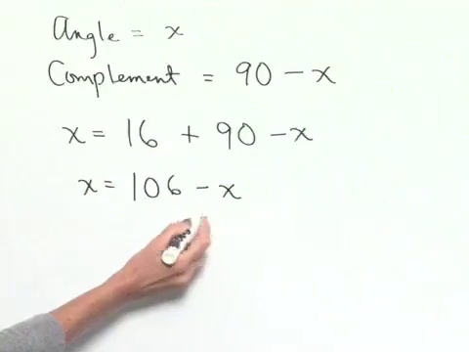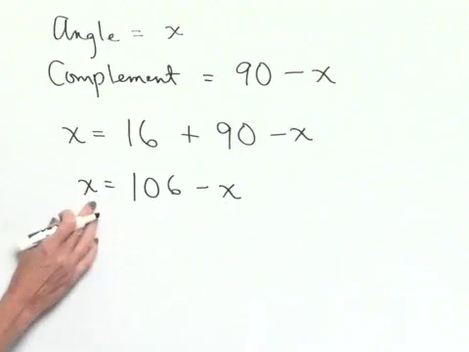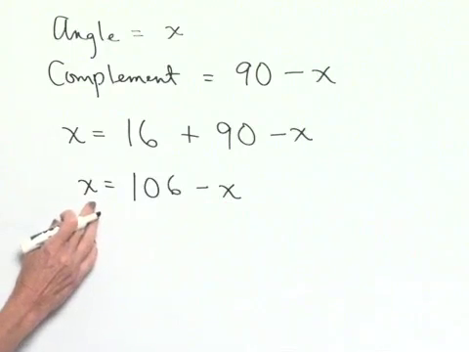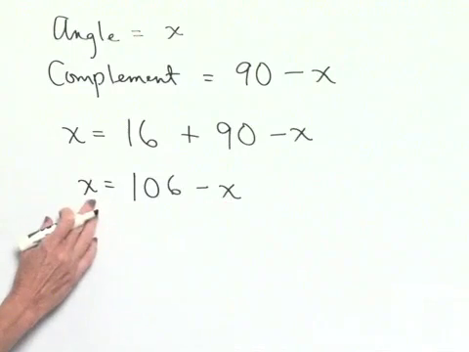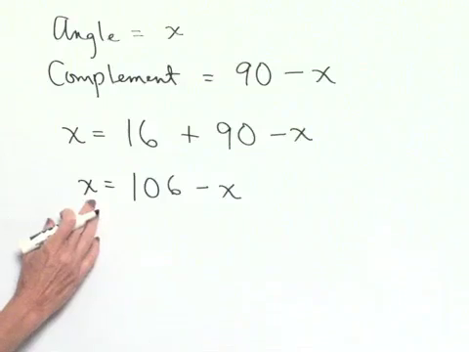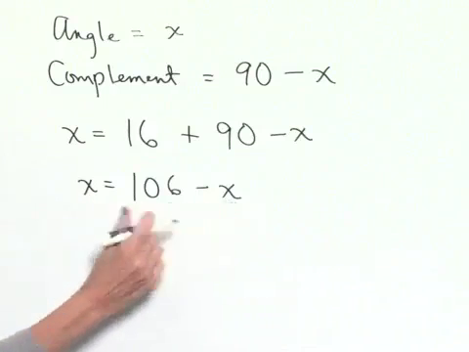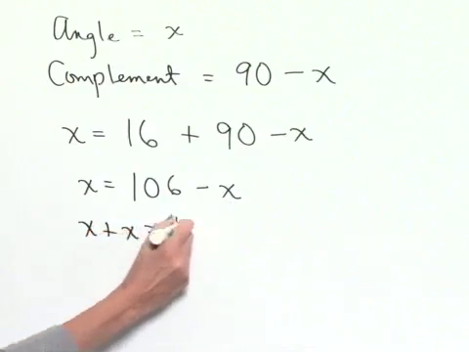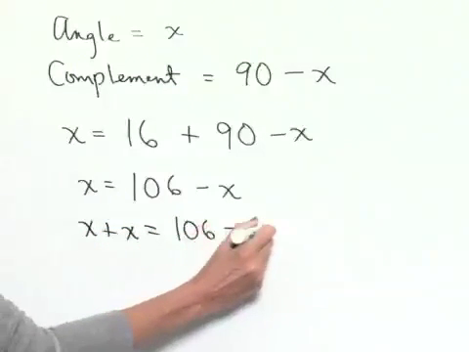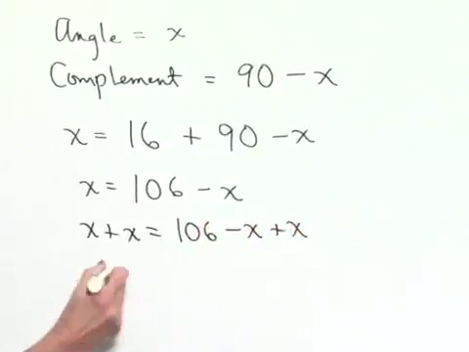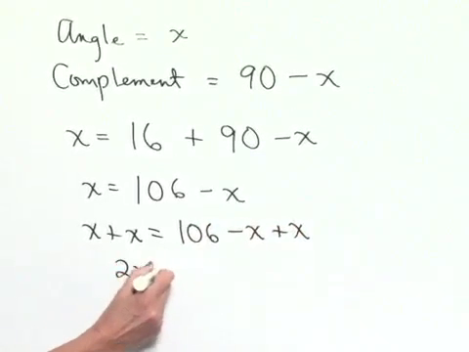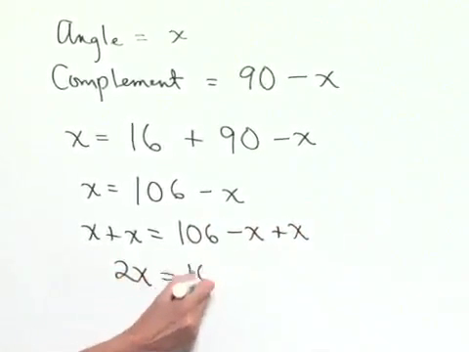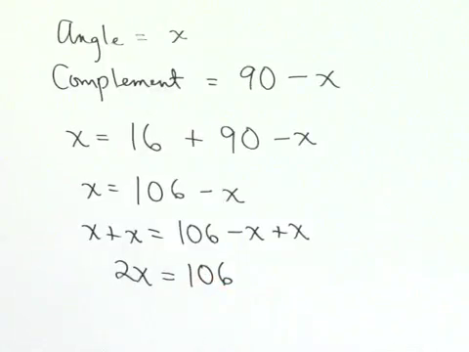Now, to solve for x, notice that we have an x on both sides of the equation. We're going to need to put these variable expressions together on one side of the equation, and we can accomplish this by adding x to both sides. So we'll have x plus x equals 106 minus x plus x. That gives us 2x on the left-hand side of the equation equals 106 on the right-hand side of the equation.